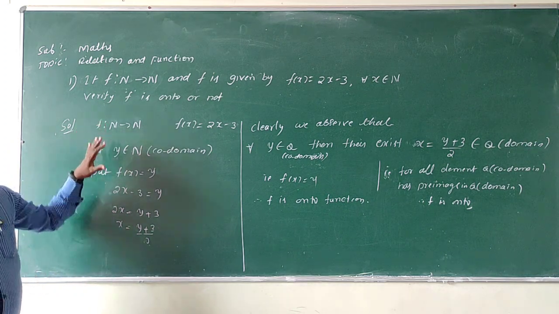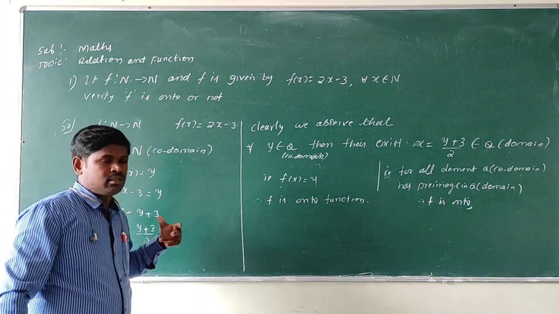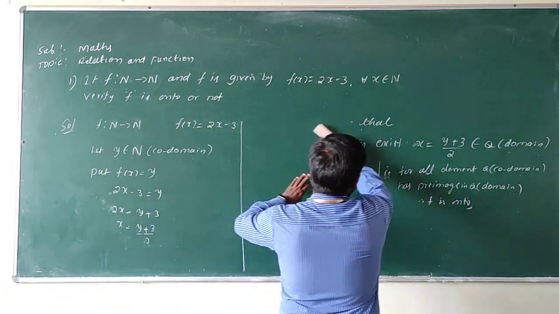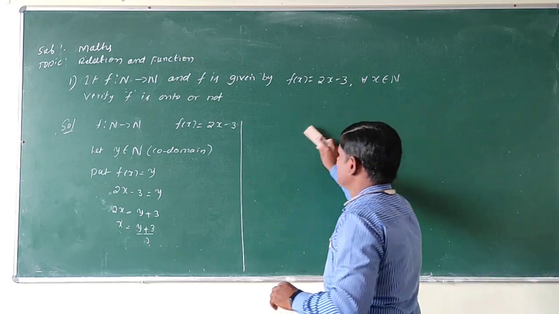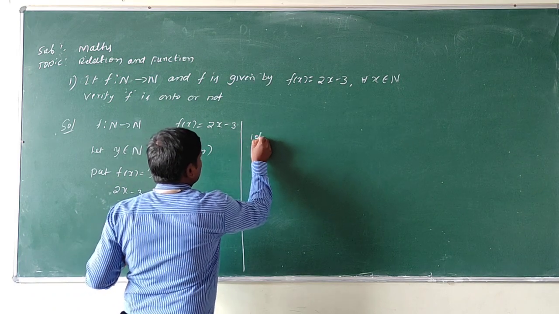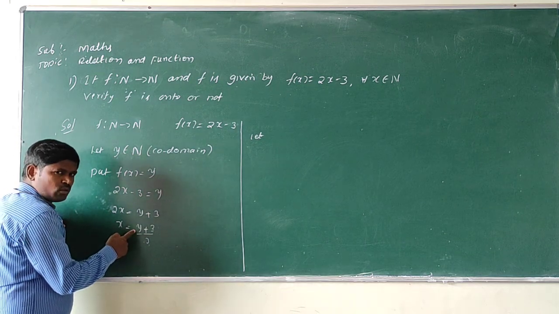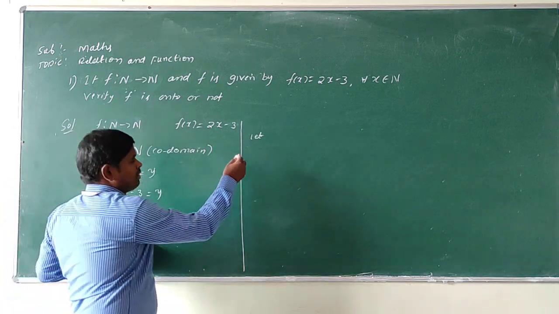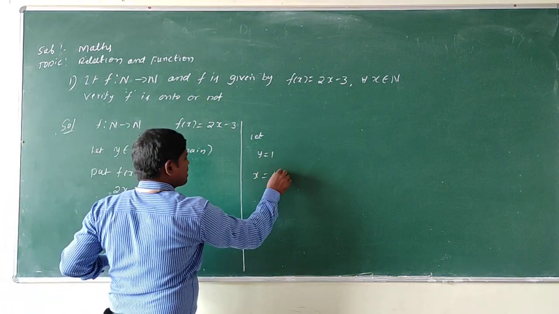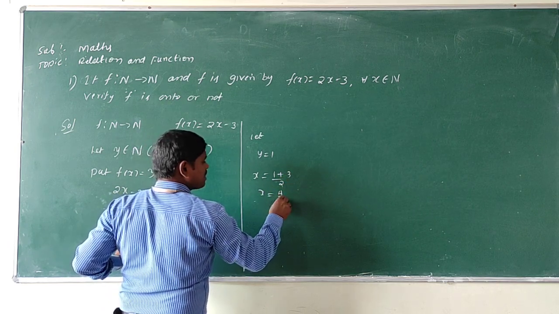Here we just changed the domain and codomain. Now we observe what happens. Suppose we take any element, suppose we take y is equal to 1. If we take y is equal to 1, then what happens? x is equal to 1 plus 3 divided by 2. That is x is equal to 4 by 2, which is equal to 2.